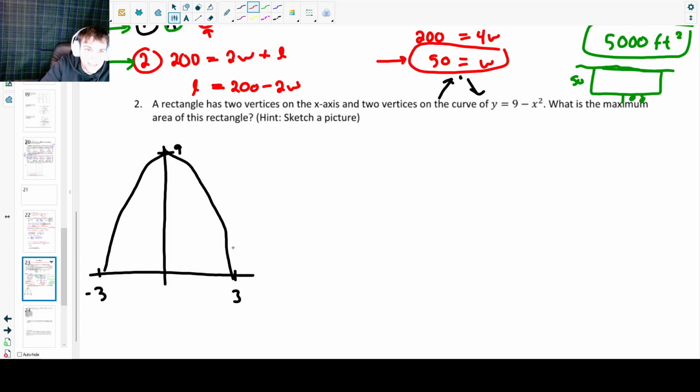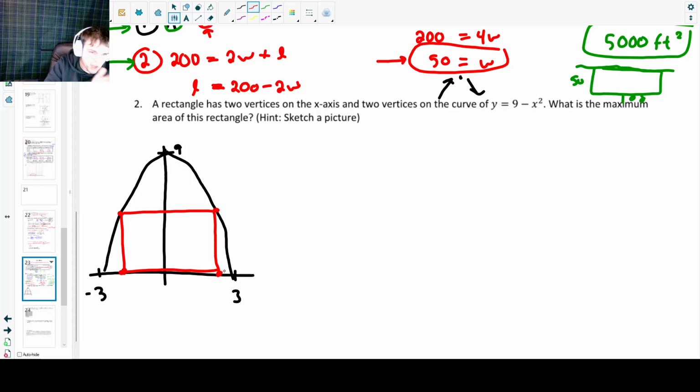And we have a rectangle. So 2 of the vertices are on the parabola, 2 are on the x-axis. So we are trying to look at this rectangle right here. We want to know what the maximum area of that rectangle is, right? So what can we do?